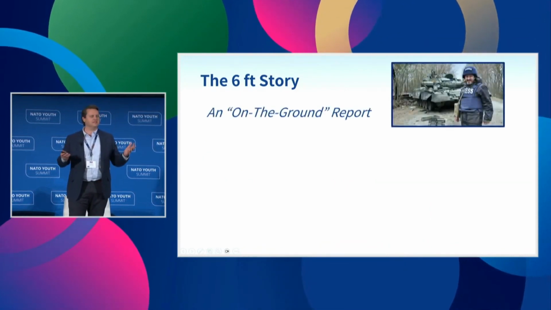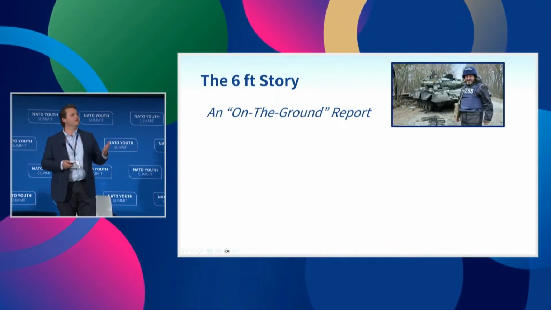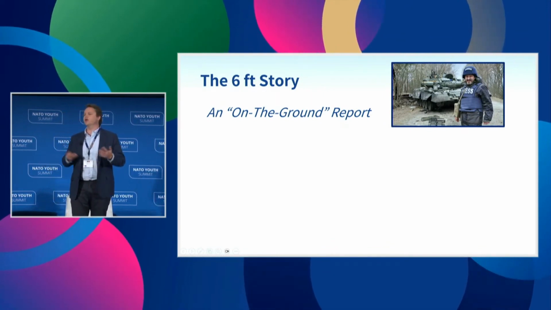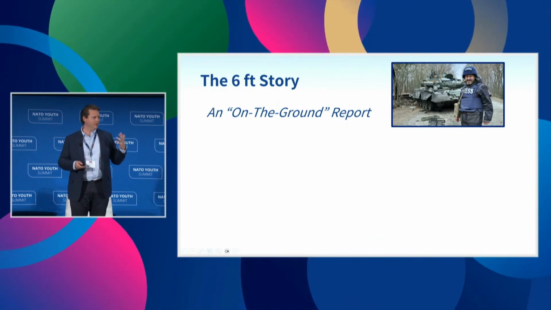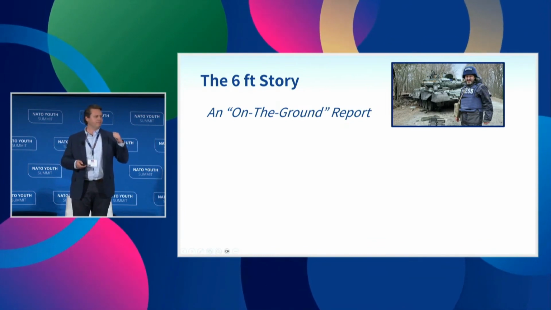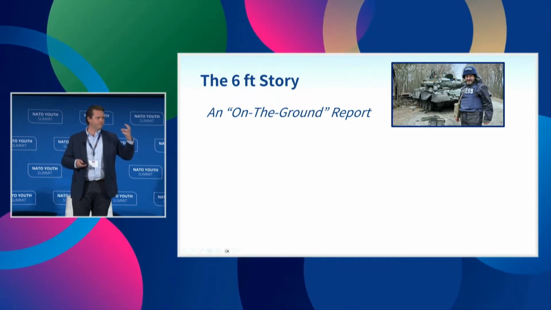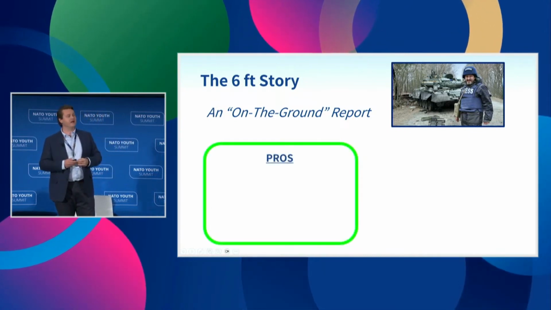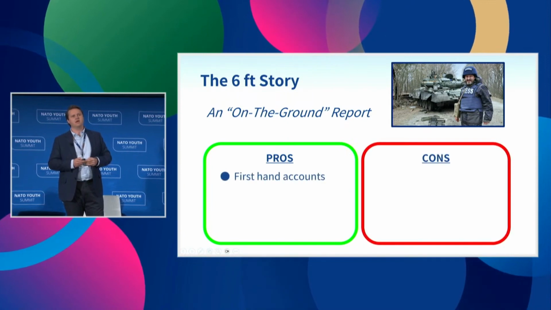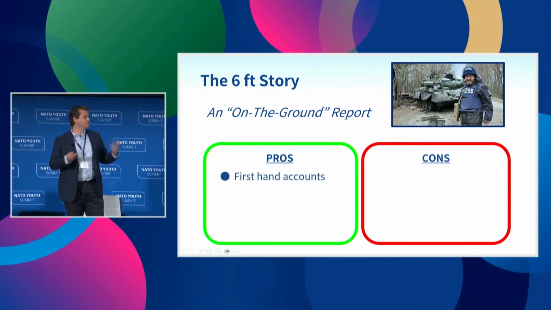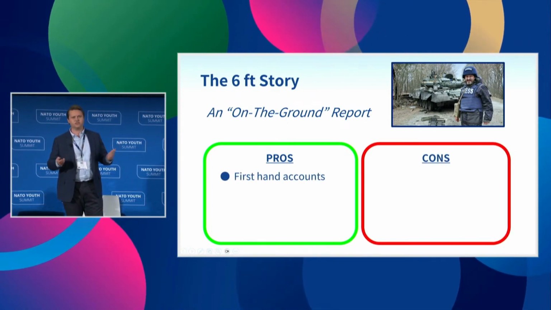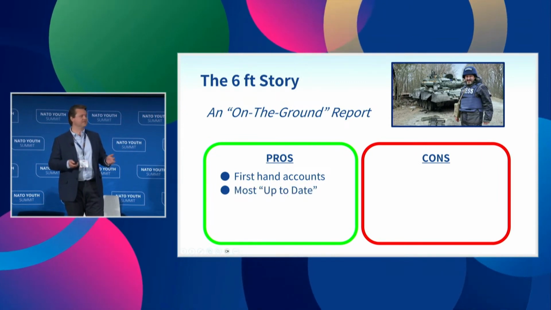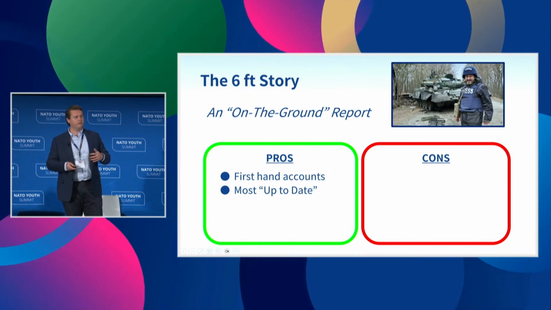So the 6-foot story, as I said, is super easy to understand. It's on the ground. Think a war journalist, think a reporter in an economic summit listening to speeches as they're going on. The idea is that it's real time and it's from a person witnessing events in real time. Some of the pros of that kind of reporting: first-hand accounts. We know what's happening, or if we trust that source, we know what they're saying is true. It's up to date. This stuff can be instantaneously sent back to headquarters or published or put up online.